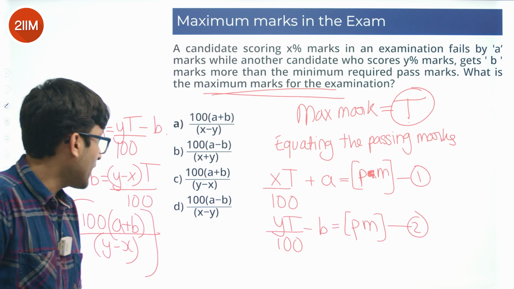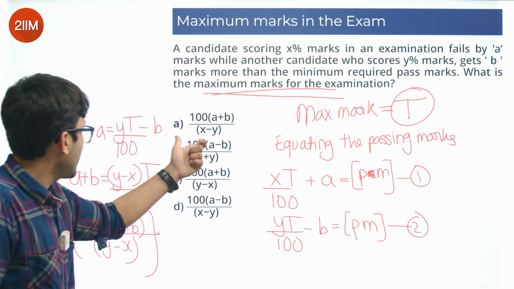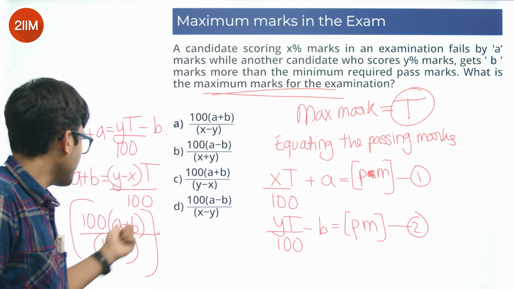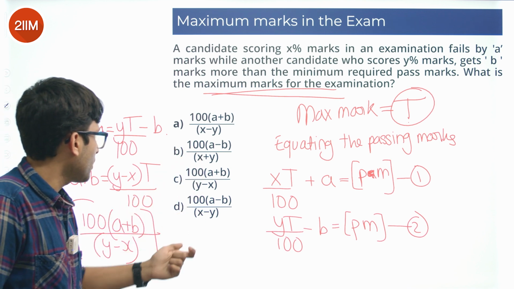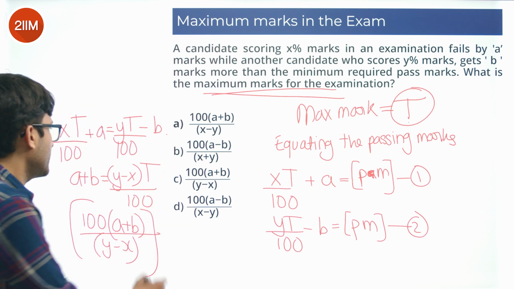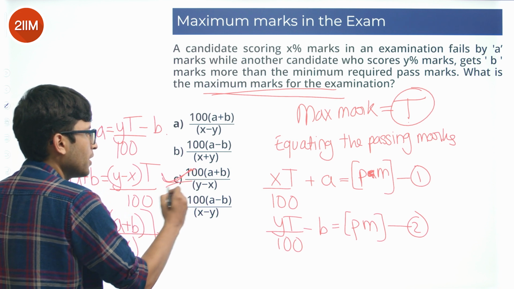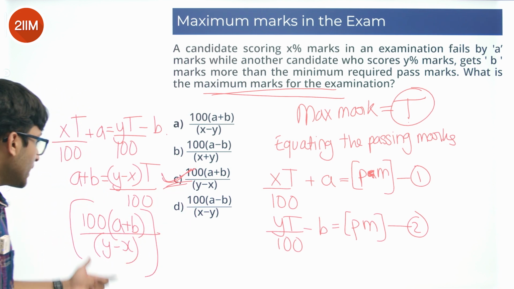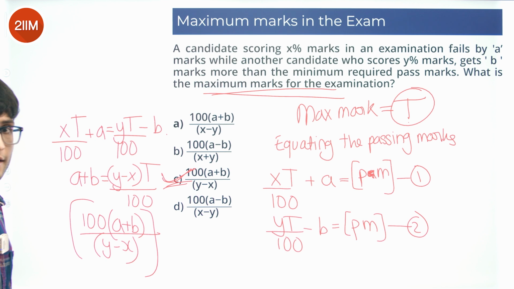Let's see whether we are having this option as well. So A is not the same. It is y minus x in the denominator. Even option B is not the same. Option C is exactly the same, which we found out. Okay, y minus x in the denominator and 100 into A plus B in the numerator.